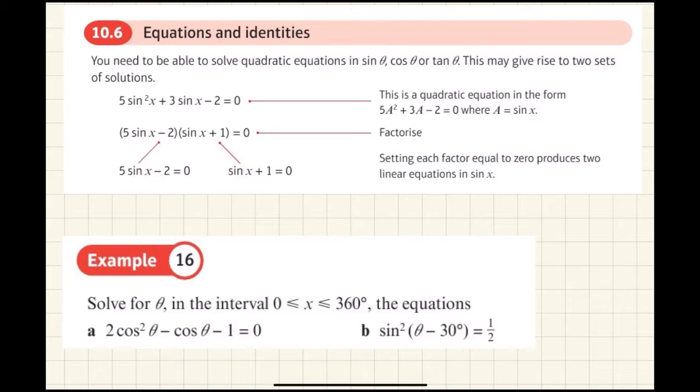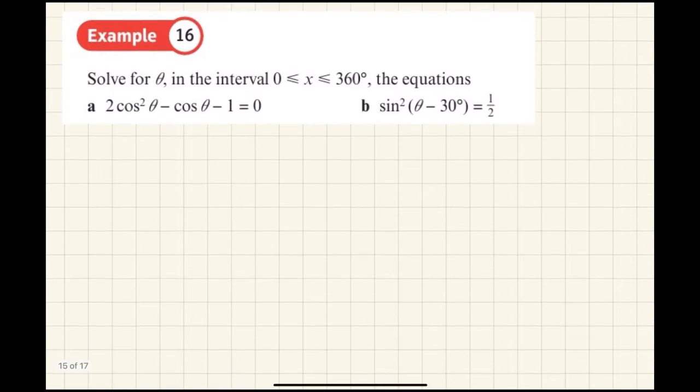The notes for 5 sine squared x plus 3 sine x minus 2 equals 0. Now, I'm going to have a look at example 16. There's two parts, A and B, and let's have a look at part A to begin. So we've got 2 cos squared theta minus cos theta minus 1 equals 0.